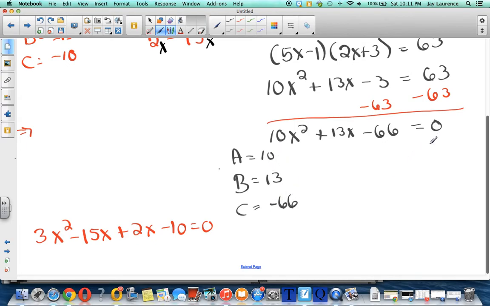All right, so I'm going to do A times C and get 660. This might be a good one to do the square root of. So I'm going to take the square root of 660. It is approximately 25 and 7/10. That's only approximate. It's not a perfect square.